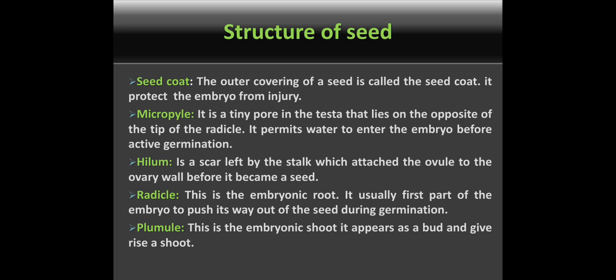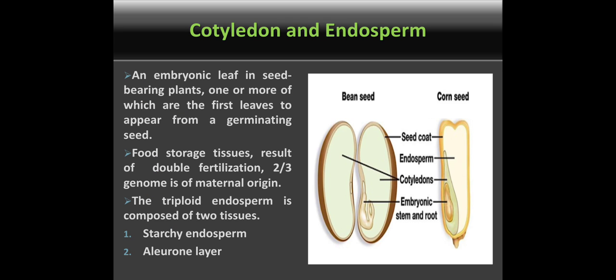Hilum. It is a scar left by the stalk which attaches the ovule to the ovary wall before it becomes a seed. Radicle. This is the embryonic root. It is usually the first part of the embryo to push its way out of the seed during germination. Plumule. This is the embryonic shoot. It appears as a bud and gives rise to the shoot.